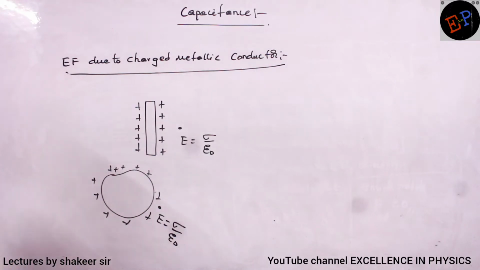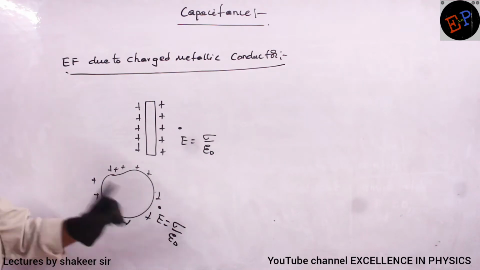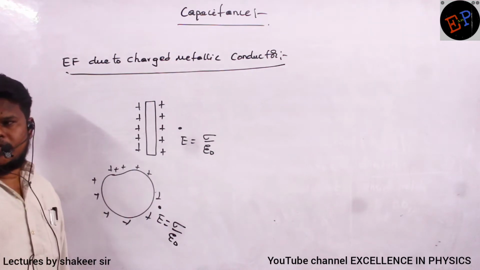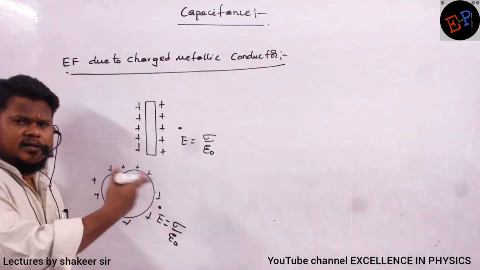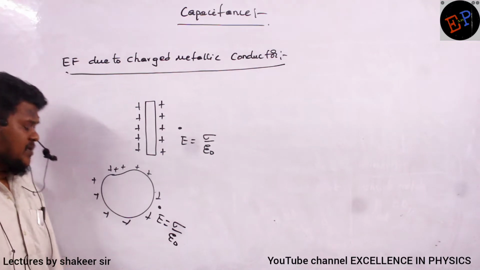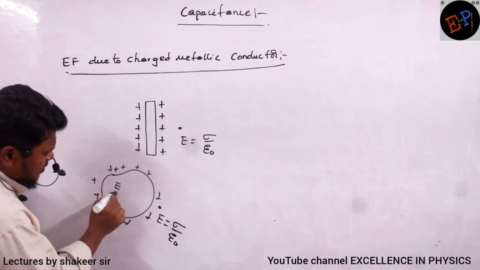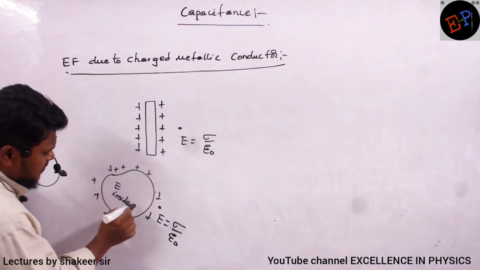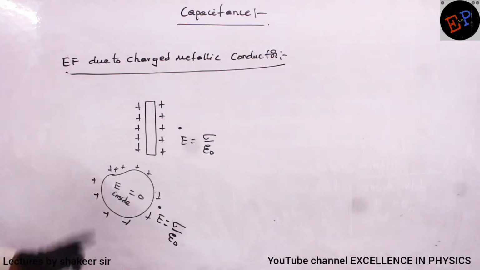Just above the surface of any charged metal conductor, the electric field will be the same, E is equal to sigma divided by epsilon naught. Even if it is a plate or a conductor of any shape, the same magnitude of electric field. Now, can you say what is the magnitude of electric field inside this conductor? Inside it is 0. Already we have studied, no? For inside surfaces it is always 0.